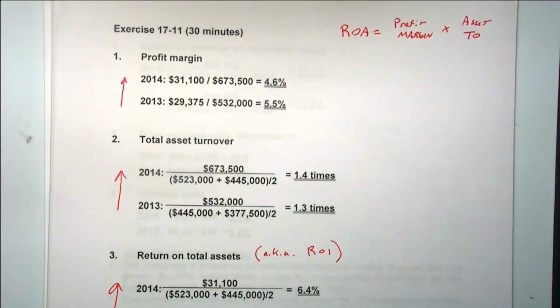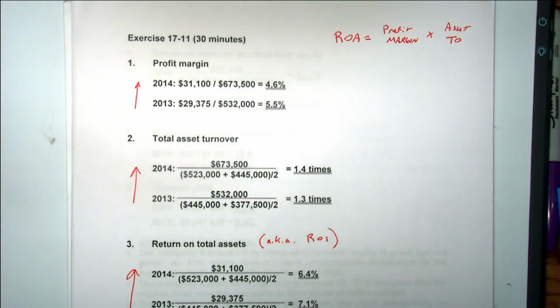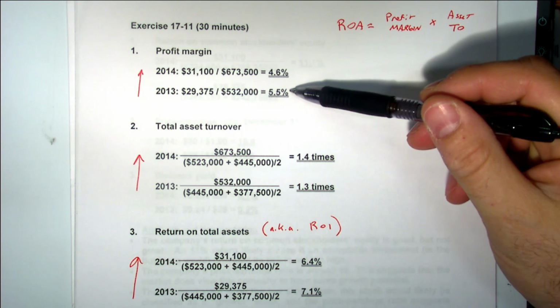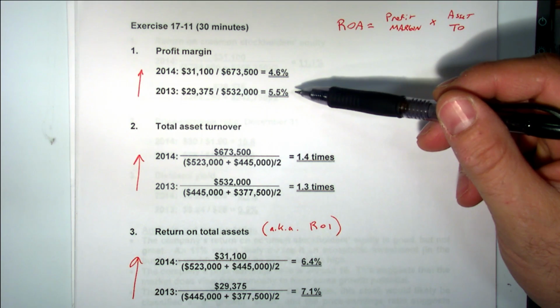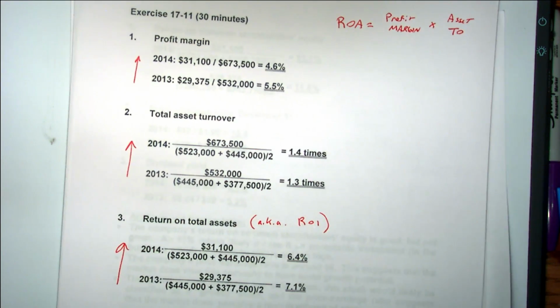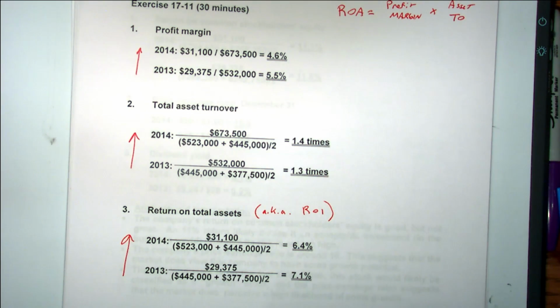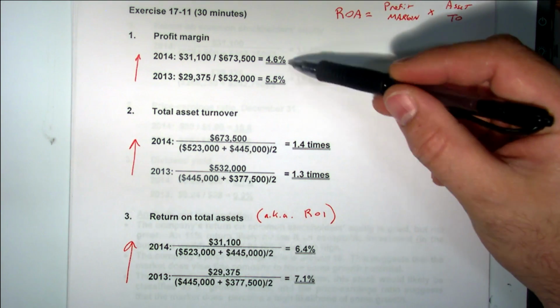Let's do that. Well, I think we've already noted before that our profit margin is declining. Didn't we note that in a previous exercise? Okay. All right. Our profit margin is declining from 5.5 to 4.6. Okay. Here, let me take a look at something real quick. So profit margin is getting worse.